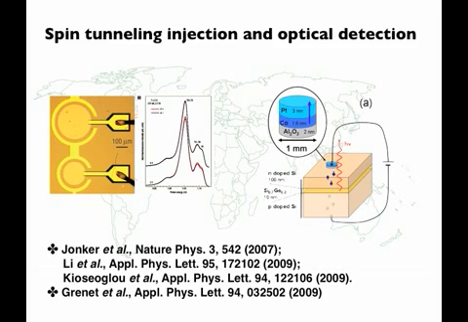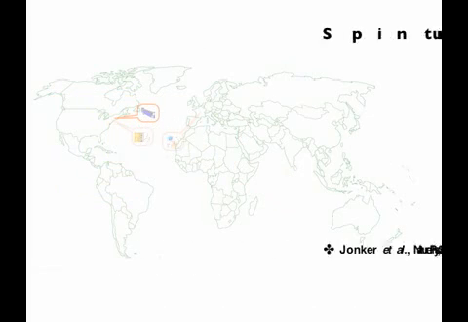In the same year and the following years, spin tunneling injection was performed by Berry Jonker's group at NRL and also some other groups. Different types of tunneling barriers are used. Spin signals are detected by measuring the circularly polarized luminescence either from bulk silicon or from a silicon germanium quantum well.